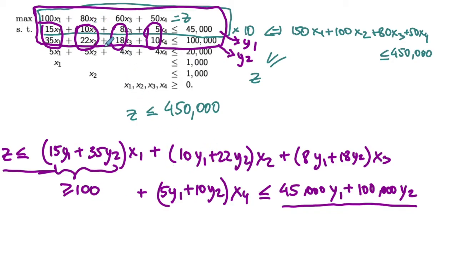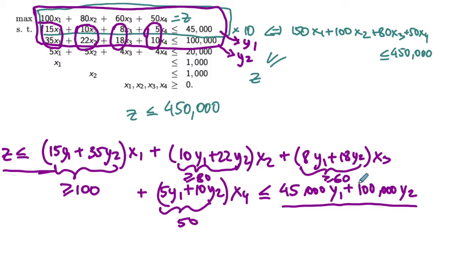Then for x2, I need to make sure that my coefficient is greater than or equal to 80. For x3, it needs to be at least 60. And then for x4, it needs to be at least 50.